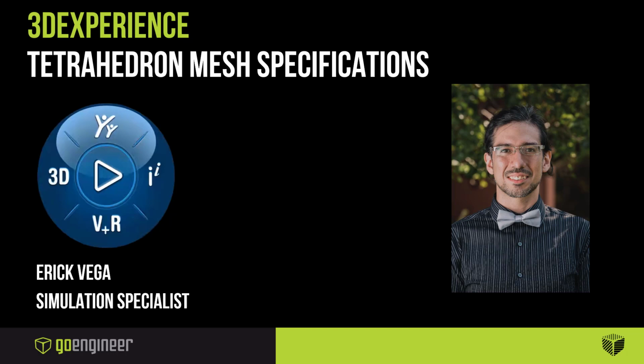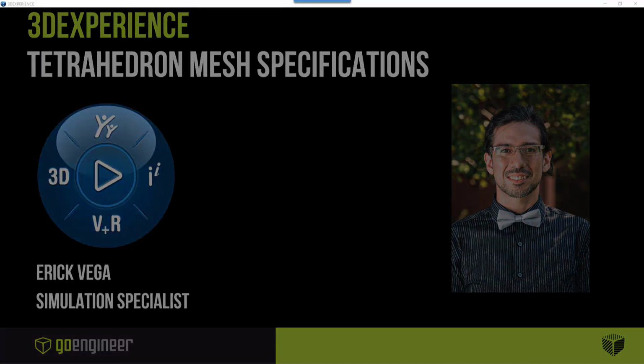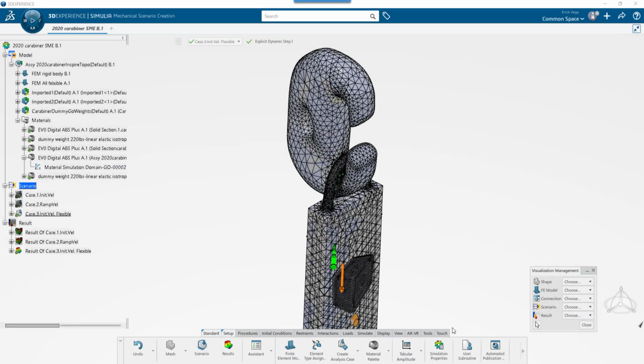In a previous video, we showed how to copy an existing study and link it to a desired FEM. In this video, I want to go over the general mesh specifications available for tetrahedron FEMs, also referred to as TETs in Simulia. In this study, you can see we have two FEMs. We'll work with the first one.